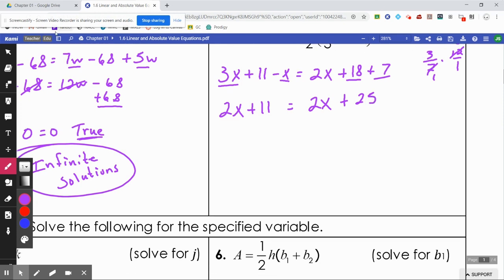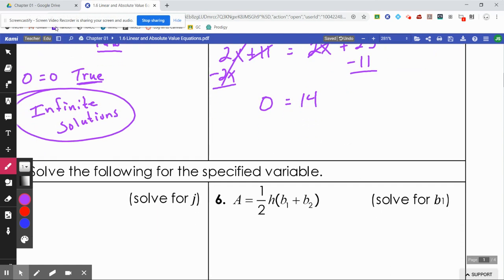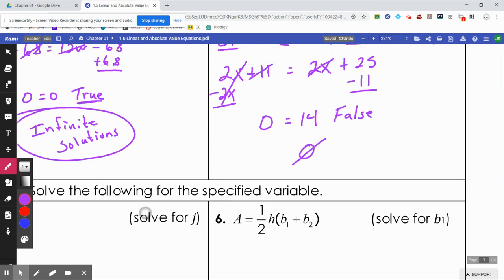And the same thing, what I just described is about to happen. Move your 2x's by subtracting. Move your 11 by subtracting. Gives you 0, because all of this is gone, is equal to 14, which is a false statement. Anytime you come up with a false statement, this equation has no solution.